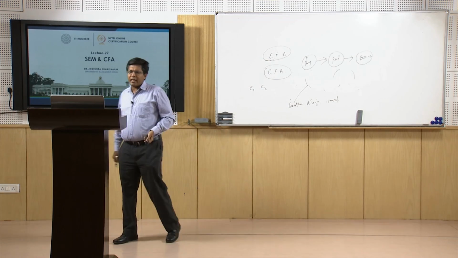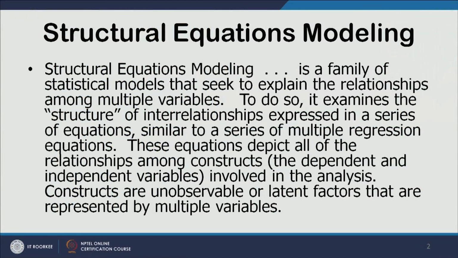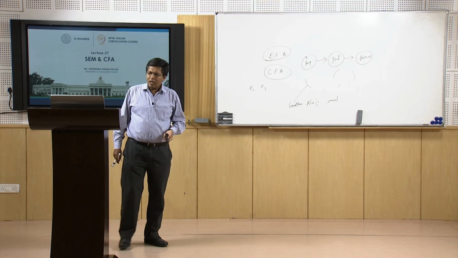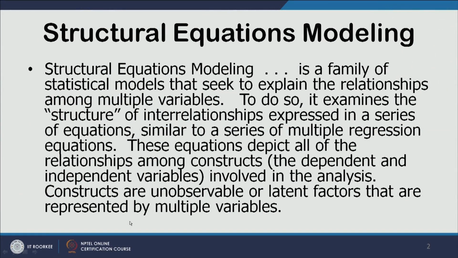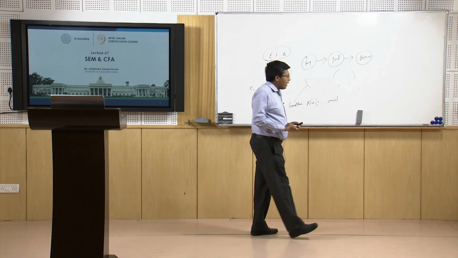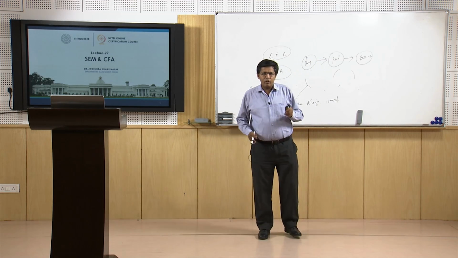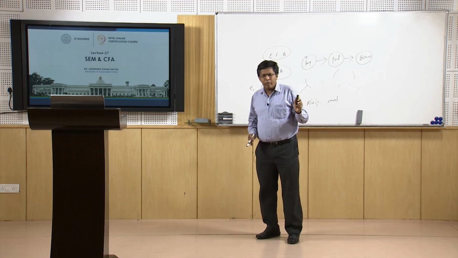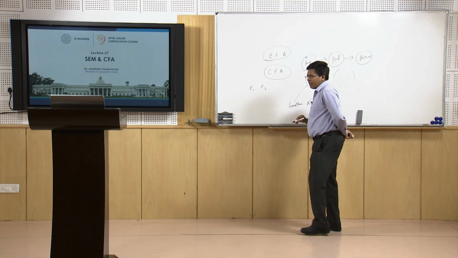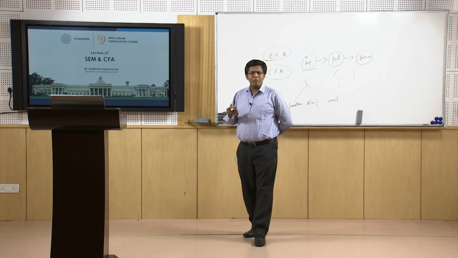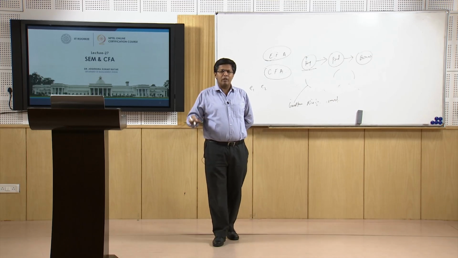Okay. To do so, it examines the structure of the interrelationships expressed in a series of equations similar to a multiple regression. These equations depict all the relationships among the constructs involved in the analysis, right. Which we have discussed earlier. And what did I say? The constructs are unobservable or latent variables, as you can see here. So, the constructs are latent factors or unobservable, as I had explained earlier, that they cannot be directly measured, but are measured through some number of items or variables, right.